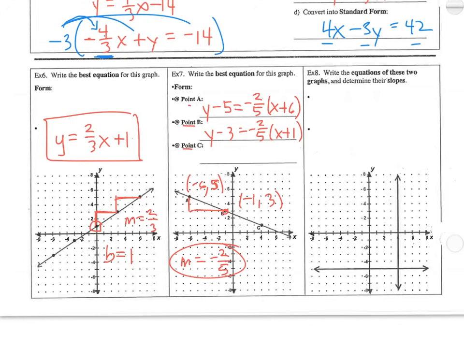And when I have C, it looks like I have the point 4, 1. So now y minus 1 equal to -2/5, and then x minus 4. So I have all 3 of these equations. If I were to put them all into slope-intercept form, they would turn out to be the same.